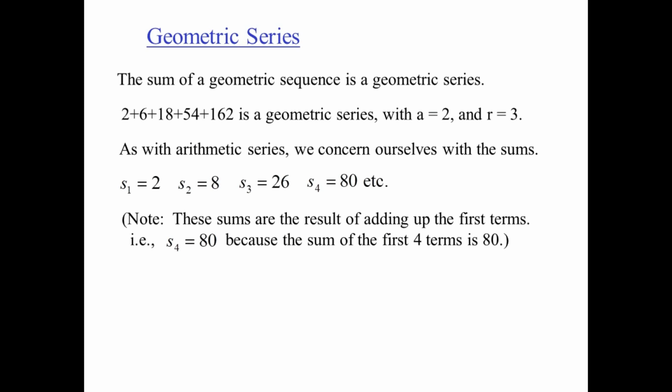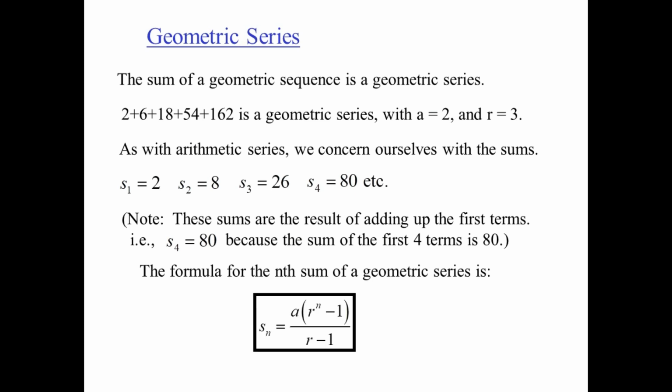Here comes a formula. It's the fourth formula for this unit, sequences and series, geometric series formula. The nth sum of a geometric series is S sub n equals a times r to the n, subtract 1, over r minus 1.